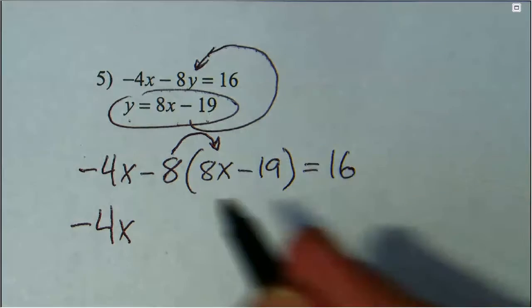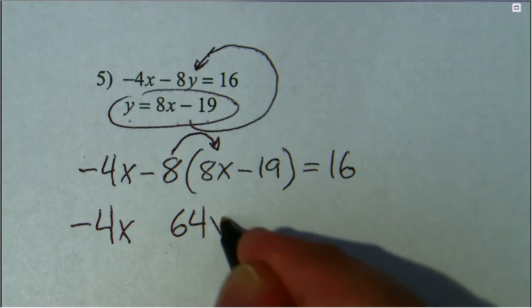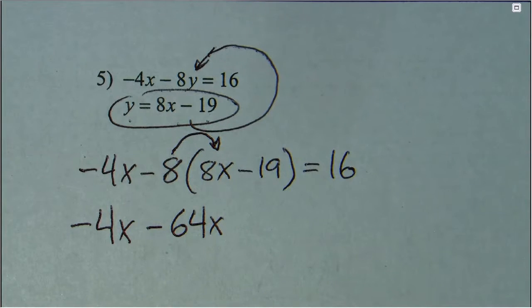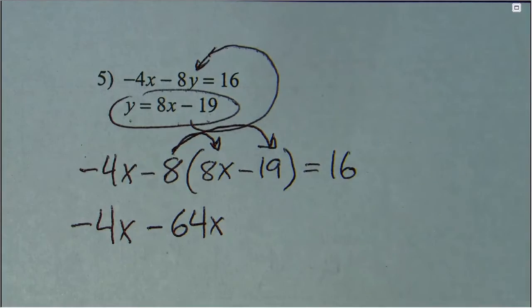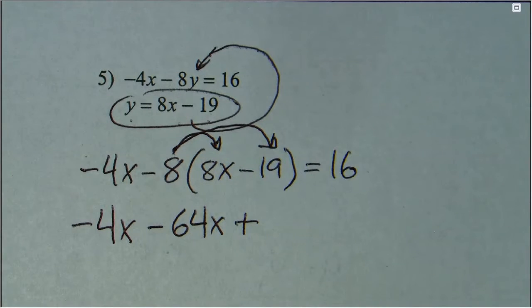So 8 times 8, 64x, right? But it's a negative, because negative 8 times positive 8x, right? What's negative 8 times a negative 19? It's definitely a positive. That's what? 80 plus 72? So grab your calculators. Calculators can get you through this real quick. What's 8 times 19? They're both negative, so it's got to be a positive, right? Yeah, 8 times 19. Good.